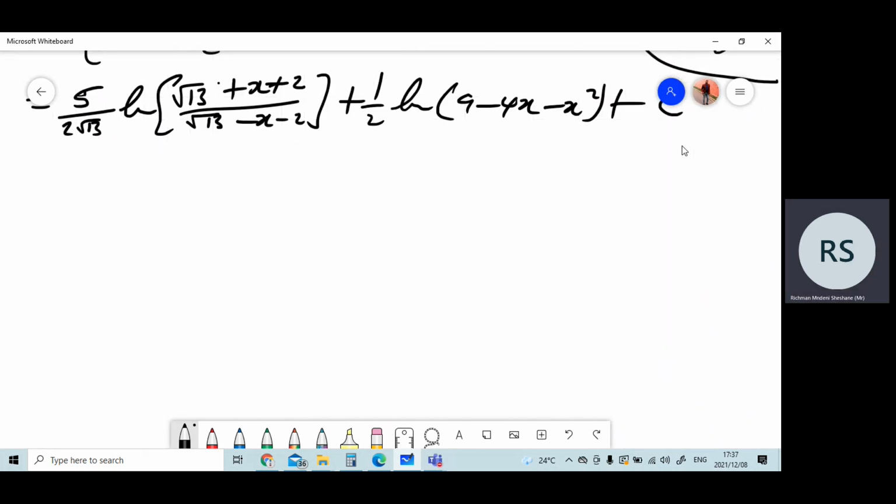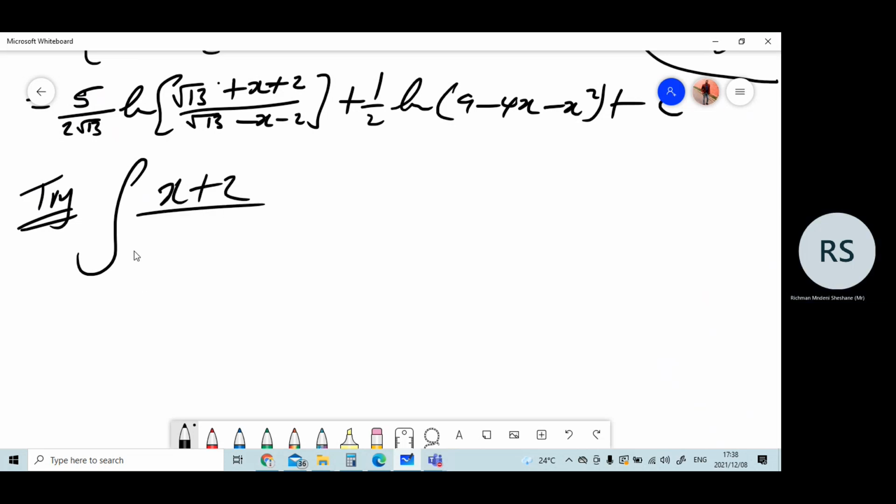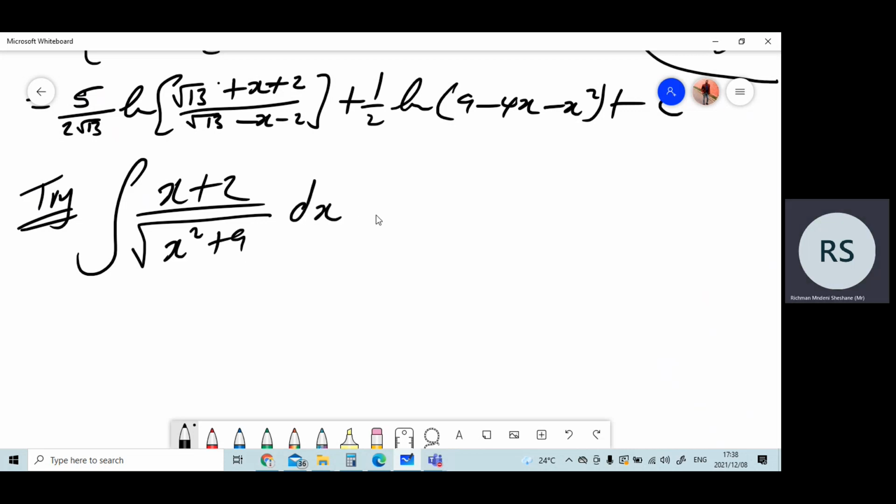If you are absent, please try this, but I did also do this in class. Integrate x plus 2 over square root of x squared plus 9 dx. This problem I did again.